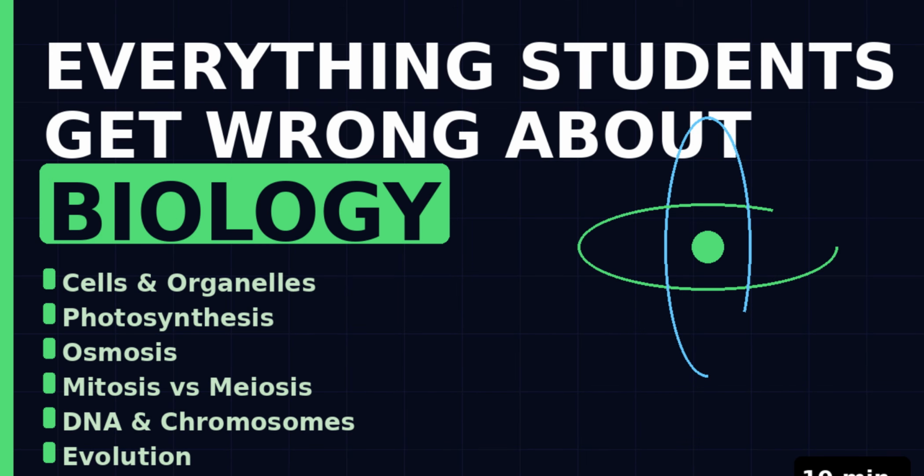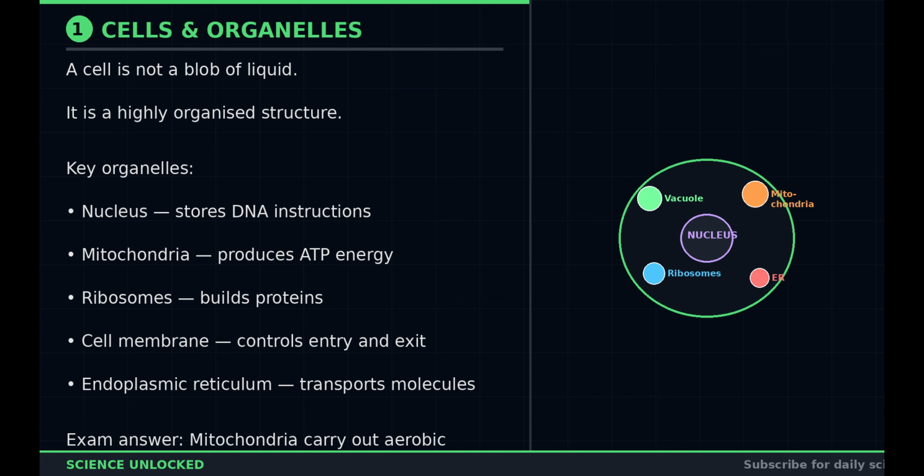Today we are covering everything students consistently get wrong about biology. Not just what the right answer is, but why the wrong answer makes sense, and how to think about it correctly so it never confuses you again. Let us start. Number 1.